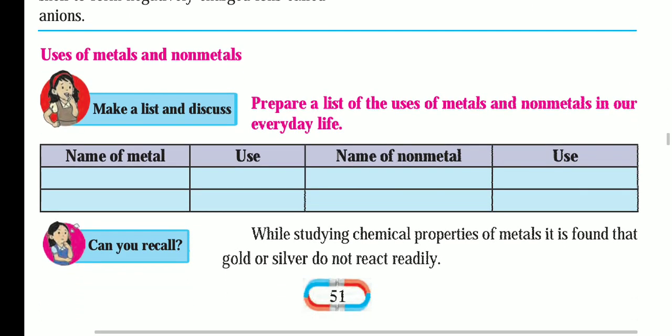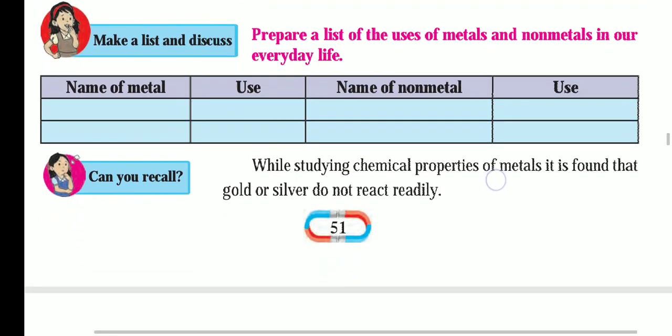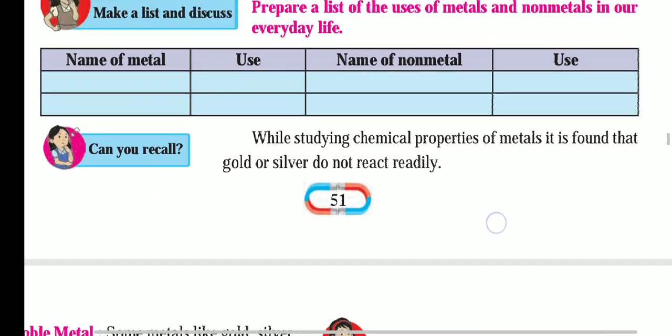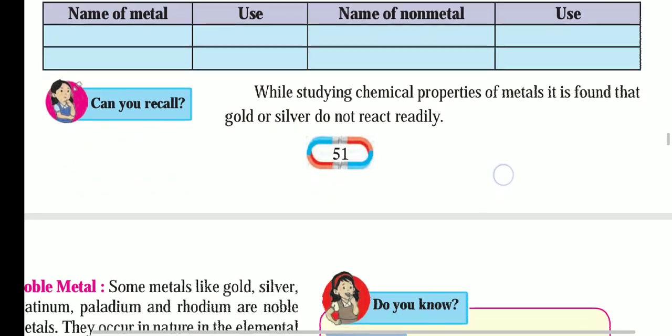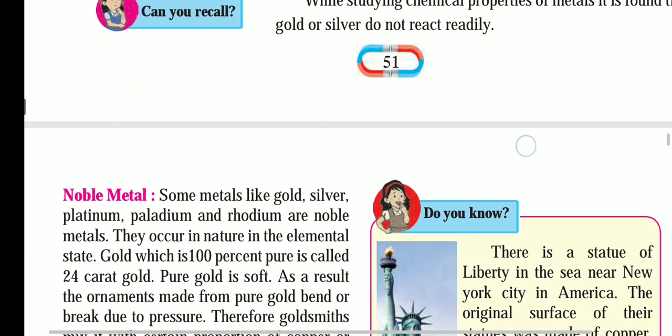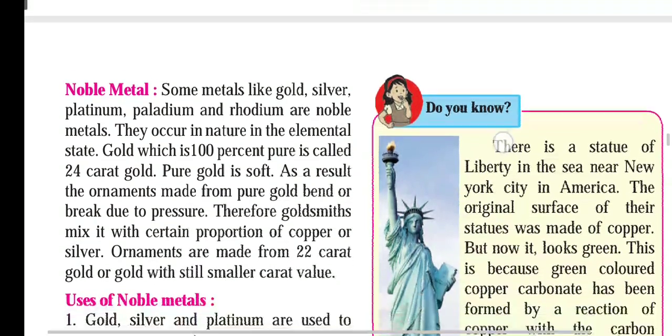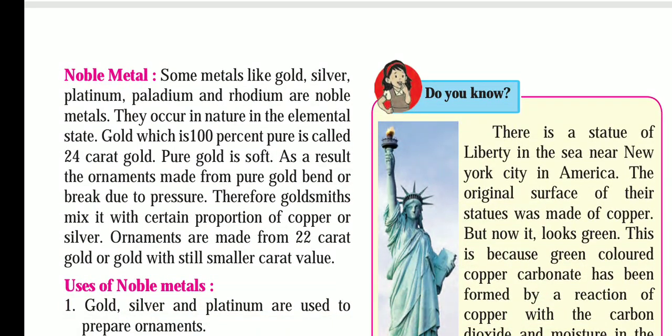Here, on the use of metals, prepare a list of the uses of metals and non-metals in our daily life. You have to write down the non-metal, the metal, and what is the use. Now we will see what a noble metal is. Some metals like gold, silver, platinum, palladium and rhodium are the noble metals.